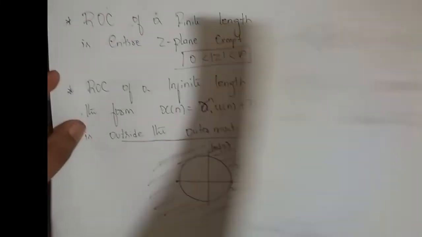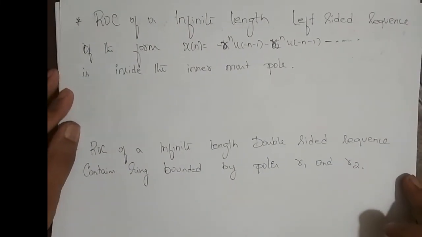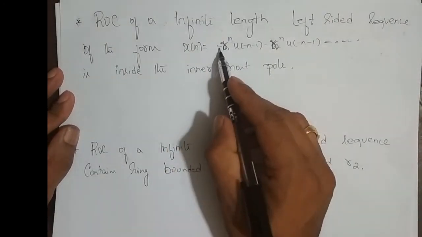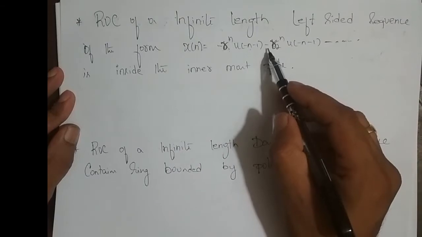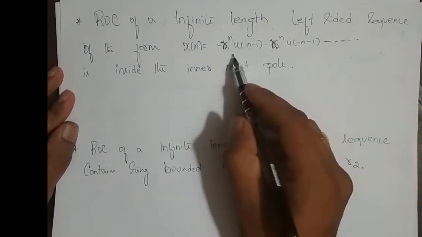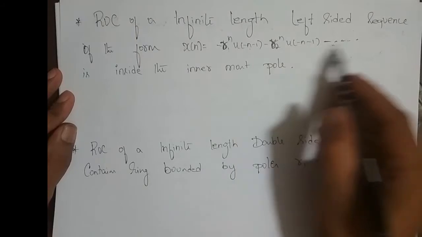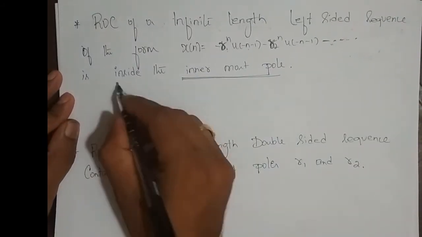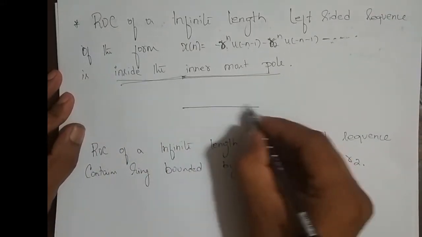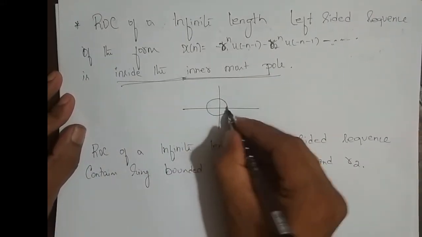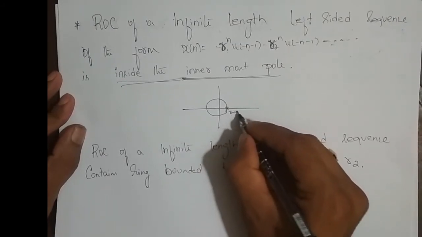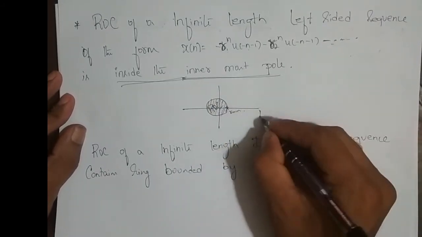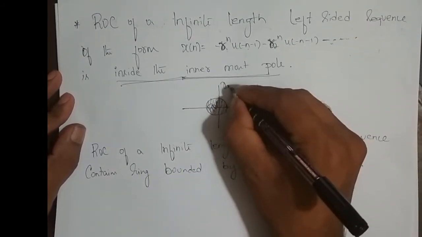So next is ROC of an infinite length left-sided sequence of the form x of n, again this we have derived, right? Of the form minus b power n u of minus n minus 1, minus b to power n u of minus n minus 1, and so on. These are all left-sided sequences. If we have more than one left-sided infinite length sequence, it is inside the innermost circle. Of the form something like this. This is R minimum, the innermost circle. It is inside R minimum. This is the ROC. This is real part of Z and this is imaginary part of Z.